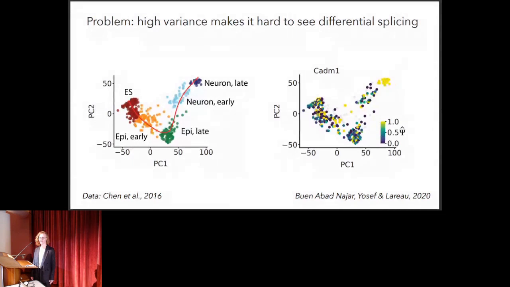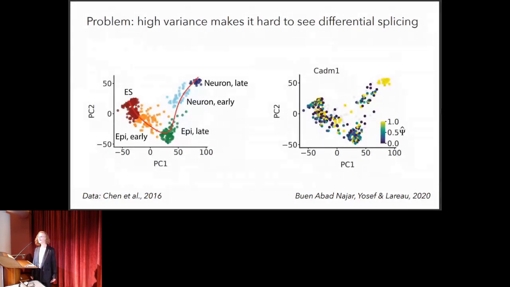So here I'm showing a set of single cells. These are embryonic stem cells differentiated into neurons. And the PCA on the left is arranging the cells by their overall gene expression. You can see the trajectory of their development. And when you overlay the percent spliced in of a particular alternative exon in each of those cells, you see that the splicing from one cell to the next looks highly variable.